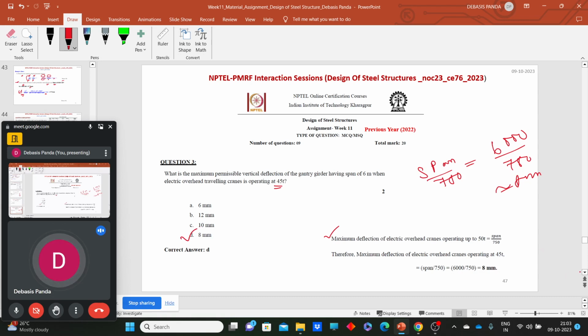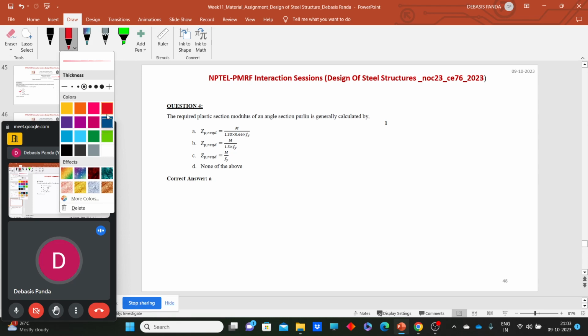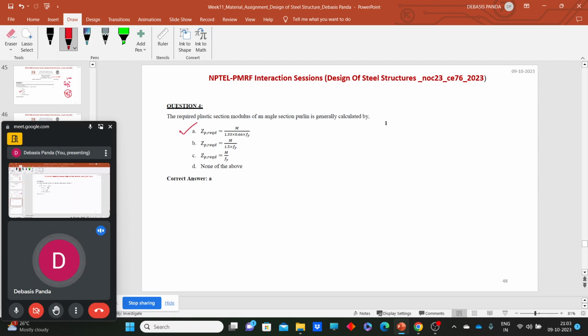Now let's go to the next question. Here, the required plastic sectional modulus for angle section. So for angle section, the required plastic sectional modulus can be calculated using this formula. ZP required is equal to M by 1.33 multiplied by 0.6 into Fy.